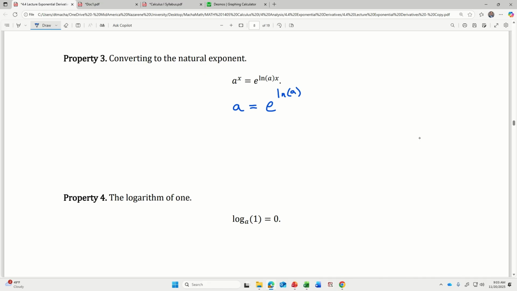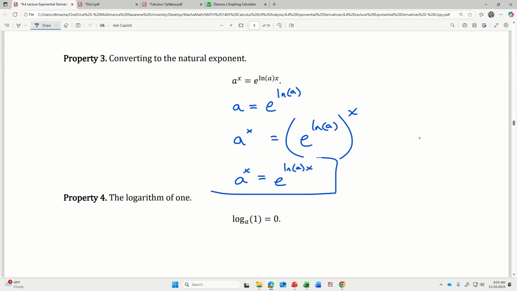Then the next thing is, if I wanted to have a raised to the x power, that would be like e raised to the power natural log of a, raised to the power x. And now remember the property of exponents that says if I've got e raised to some power, then parentheses raised to another power, I can just multiply those two powers, and this is what I get.